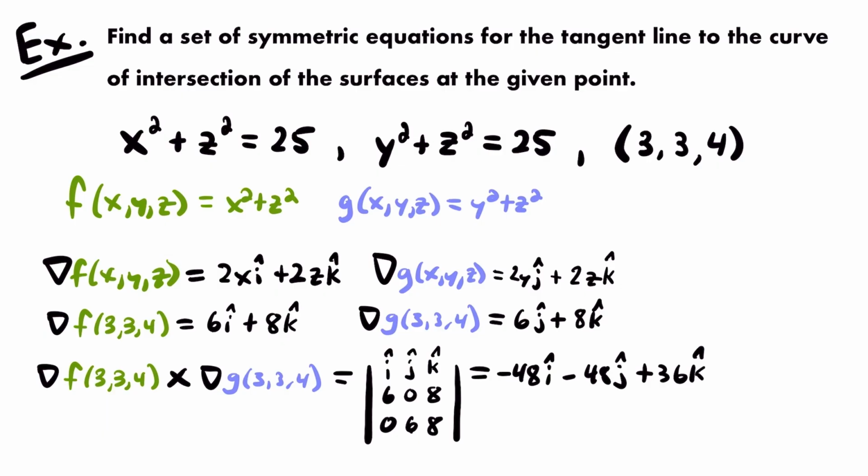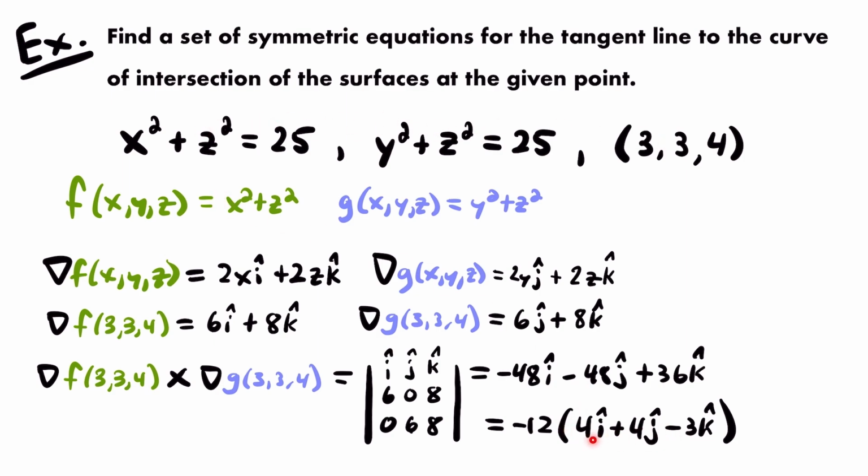I am going to pull out a common factor here just to make that vector easier to work with. Negative 48 and positive 36 have a common factor of negative 12 that we could pull out. So this would be negative 12 times (4i plus 4j minus 3k). And that will just be an easier vector to work with. But what this is here is the tangent vector at this point on the curve of intersection between these two surfaces. And so we're almost done.